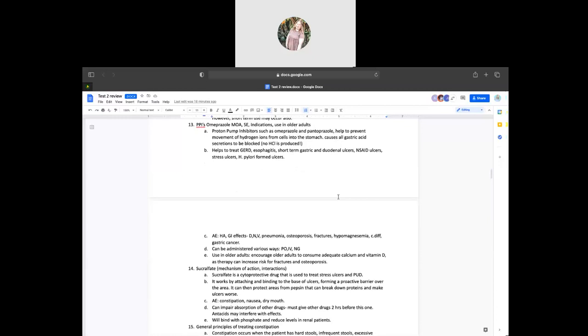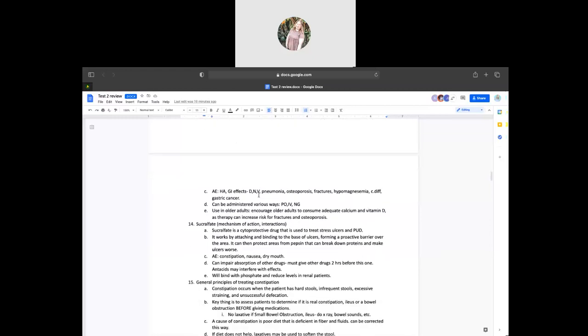They help GERD, esophagitis, gastric ulcers, NSAID ulcers, stress ulcers, and H. pylori ulcers. Some adverse effects with this medication are going to be GI effects: diarrhea, nausea, vomiting. Some other effects: pneumonia, osteoporosis, fractures, hypomagnesemia, C. difficile, and gastric cancers. It can be administered various ways: PO, IV, and G-tube.